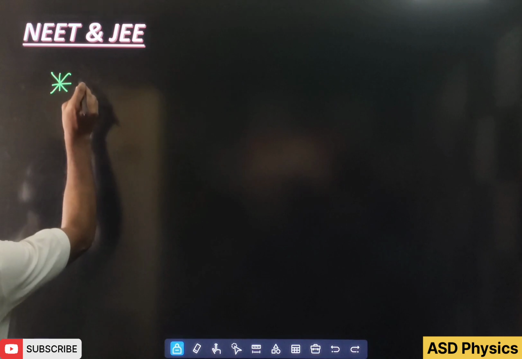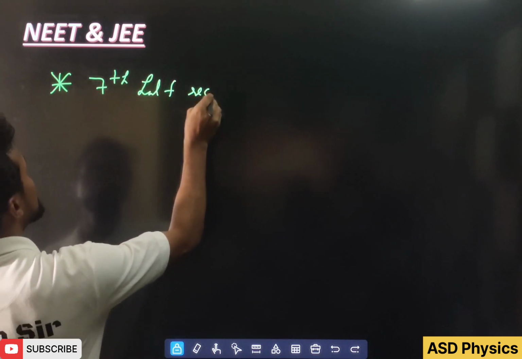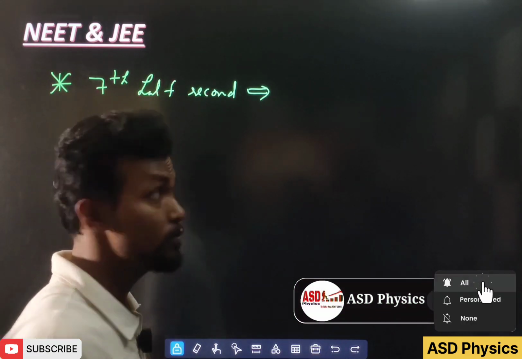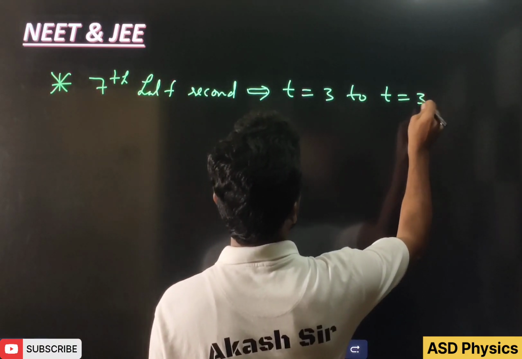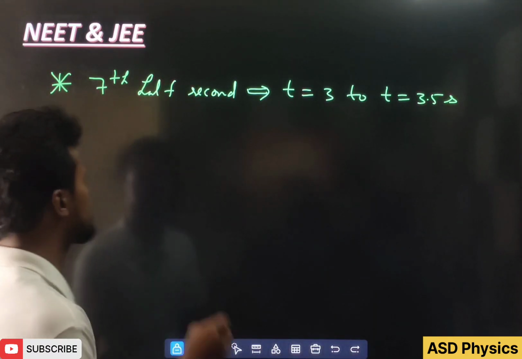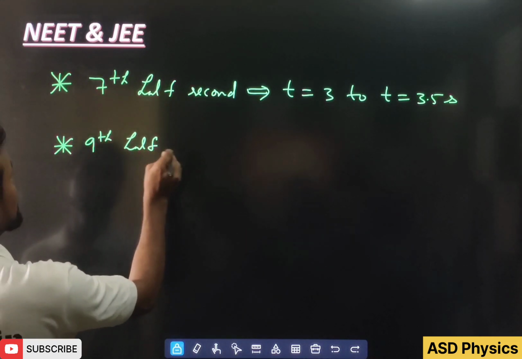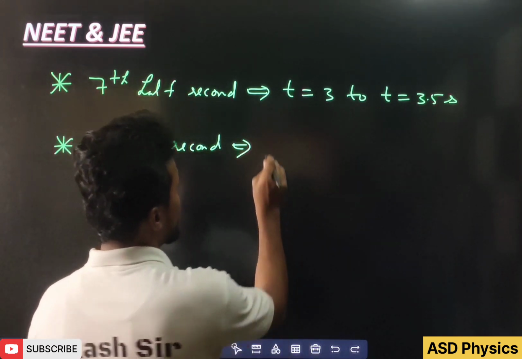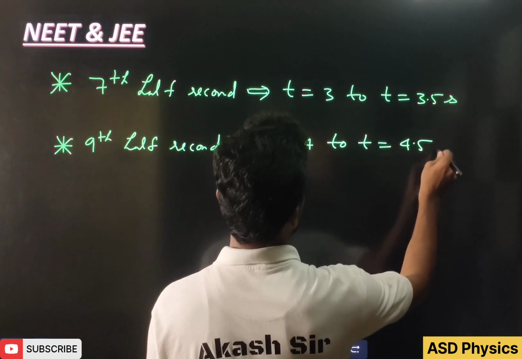Now, fifth half second means 5 by 2, 2.5. But I will tell you some basics. If in case they told, for example, seventh half second, what will you do here? Seventh half means 7 by 2 means 3.5. That means t equal to 3 to t equal to 3.5 second. Now this thing should be known. If in case they told ninth half second, then guess and tell me. Ninth half second means where to where? 9 by 2, 4.5. That means t equal to 4 to t equal to 4.5 second.